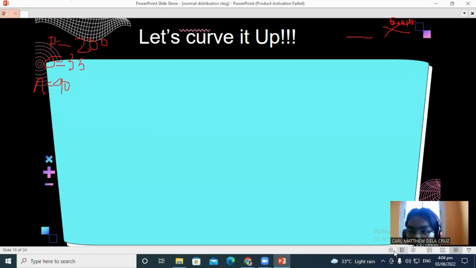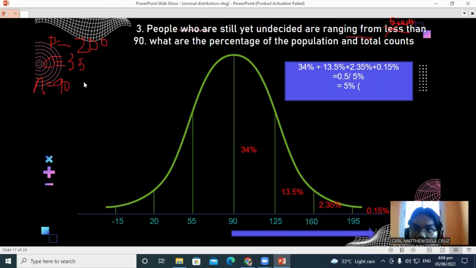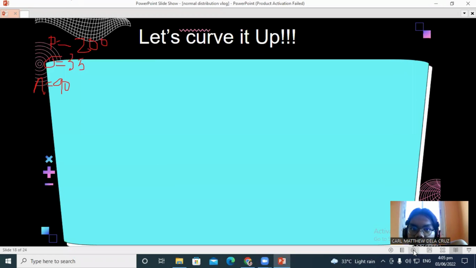5% times the population, which is 200. So 5% of 200 is 10. So 10 people are undecided. Okay. So for the correction, it is greater than, again, not less than. Let's curve it up.